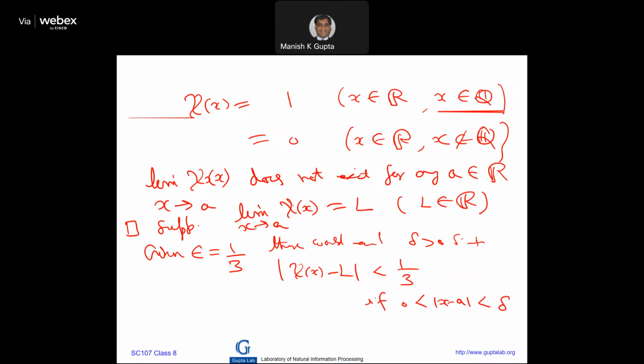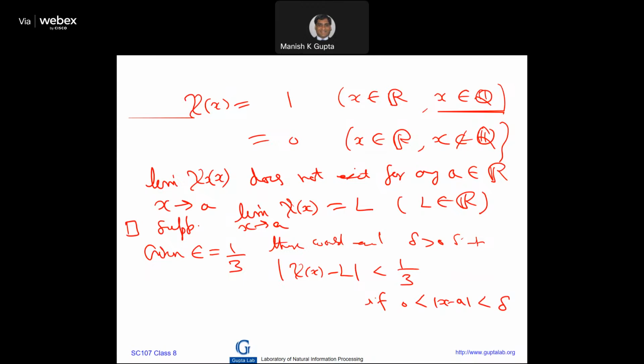This function is pretty interesting. It says that if you are walking on the real line, whenever there is a rational number, you just drop one, and otherwise, don't drop anything. It is just characterizing the rational numbers on the real line. So I want to show that this function is discontinuous at every point on the real line. I'm going to show that by showing that the limit does not exist for any a.